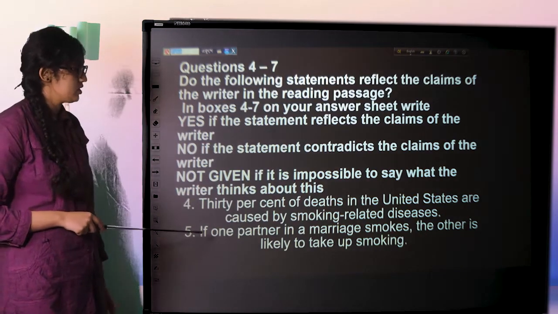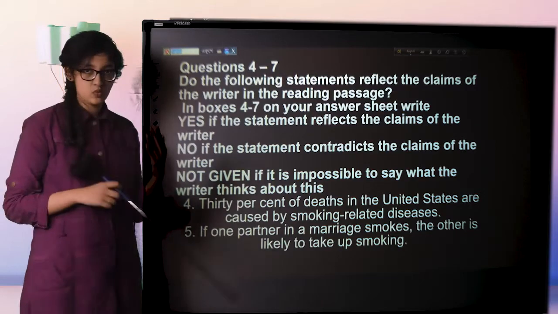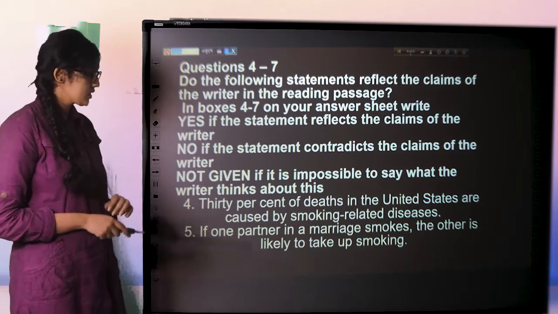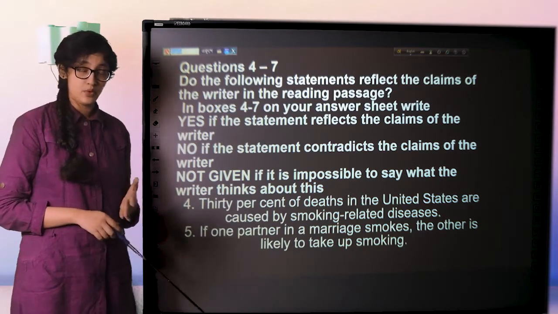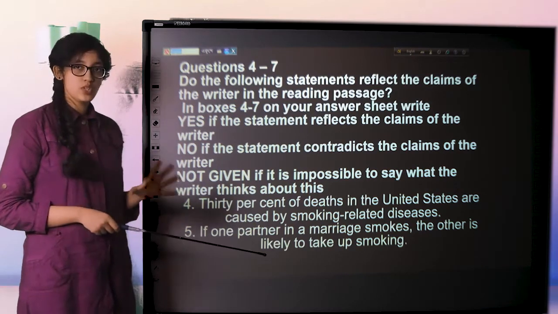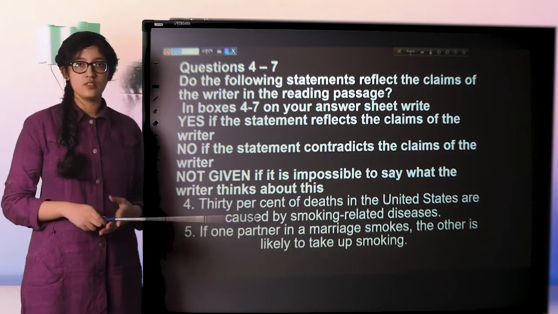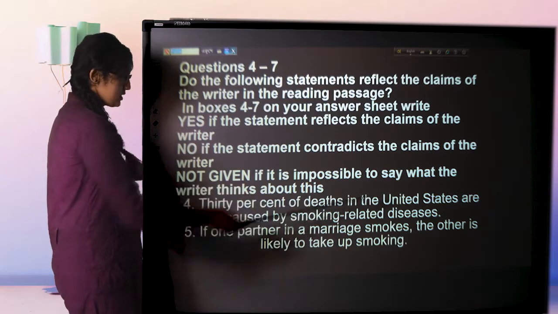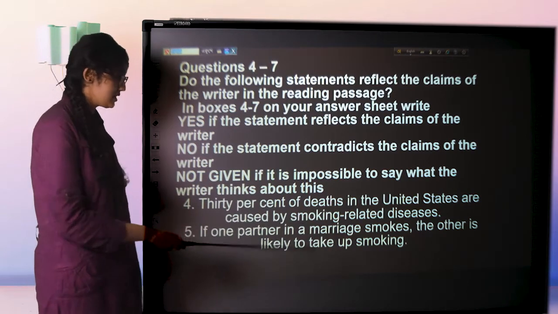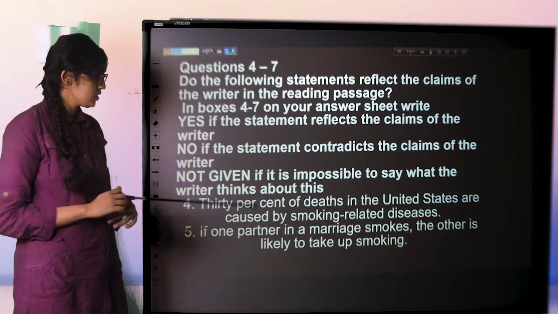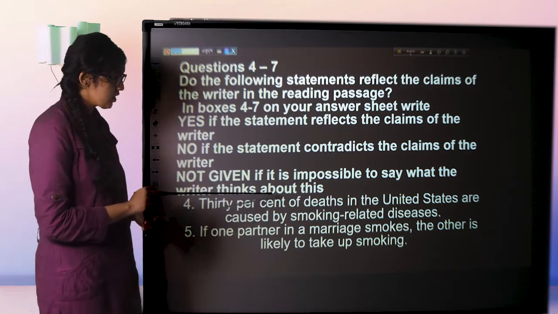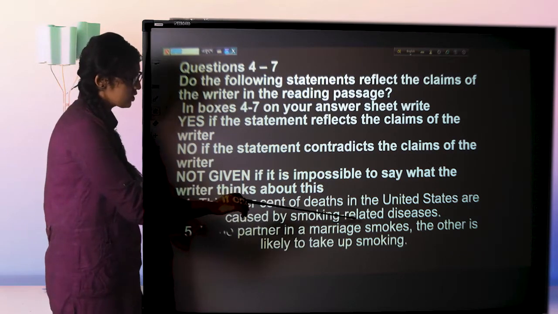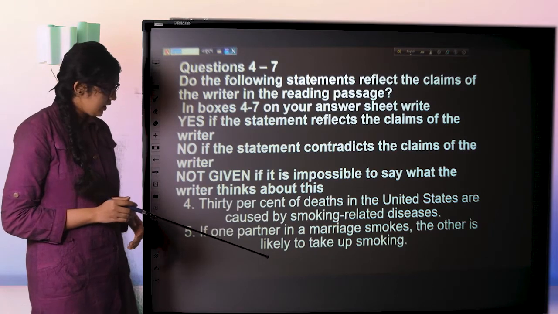And these are 2 questions. I've taken 2 questions from 4 to 7 because we won't have the time to solve all these questions, okay? So let's go through these questions and try to highlight the key points so that we can use them when we are reading the passage and try to find our answer. It says 30% of deaths in the United States are caused by smoking-related disease. Obviously 30% is a key point here, and smoking-related disease would also be a key point. So keep that in your mind.